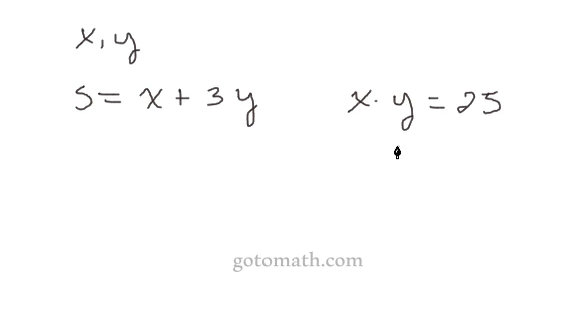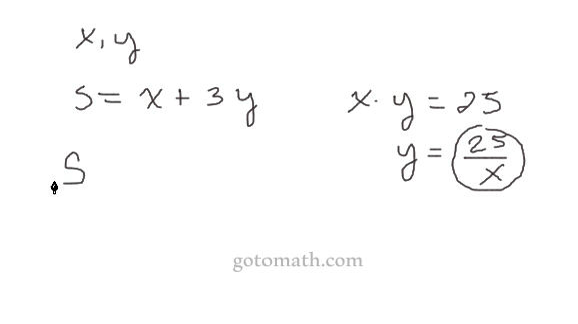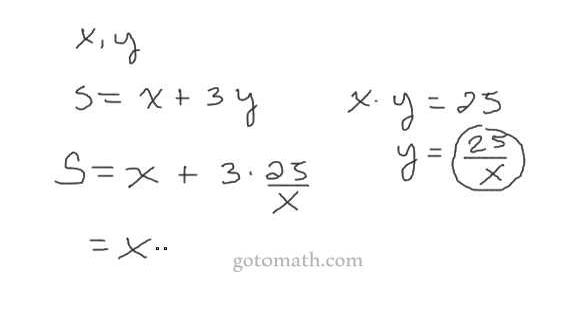Now remember, what we're going to want to do here is we can either solve for x or y in this problem, but I'm going to go ahead and solve for x. Now we're going to take this and plug it in for the y right here. So this s represents sum. You can call it anything you want. And 3 times, and of course our y is 25 over x, and of course we can actually rewrite this as x plus 75 over x.